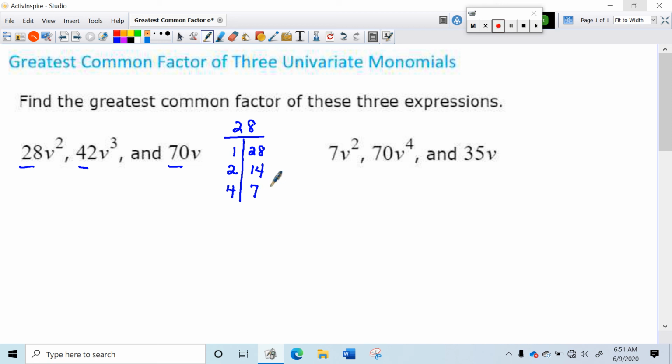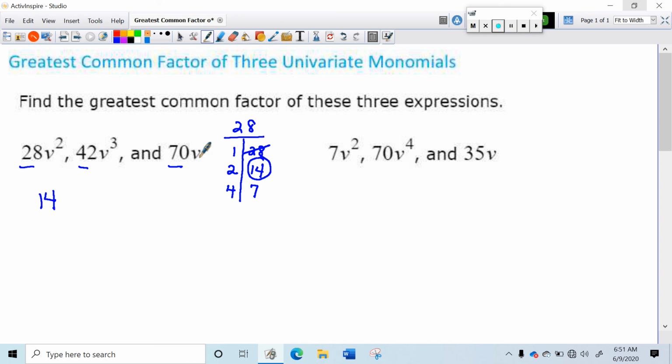Now you want the biggest number on this list that you can divide the other two with. So 42 divided by 28, no, that does not work. 42 divided by 14 is 3. So now you've got to see if the 70 works. 70 divided by 14 is 5. So that does work. You've got to get the biggest one that you can divide with. So it's 14.